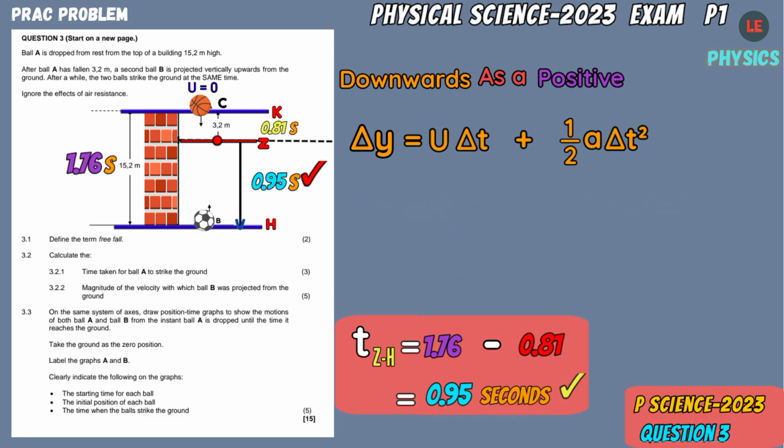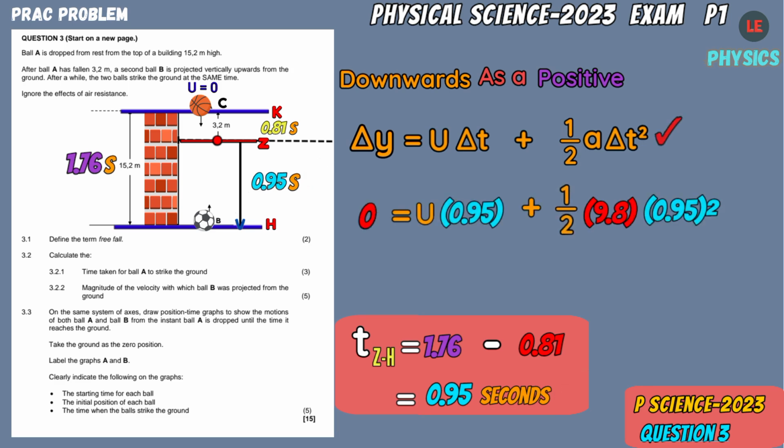Now we fill in this 0.95 on this equation to find ball B's velocity. For the sake of knowledge, when it is moving downwards, initial velocity and gravitational acceleration are positive. As for this scenario, final velocity is 0. By doing so, we get initial velocity for ball B to be 4.66 meters per second.